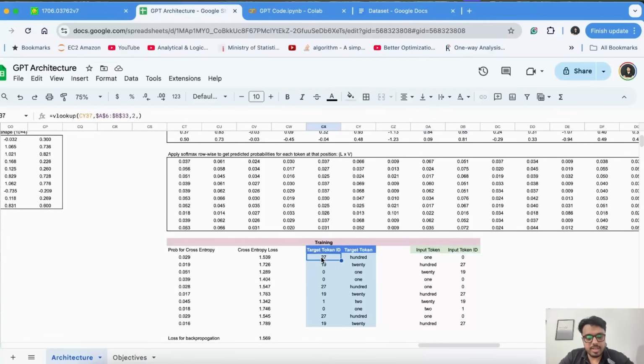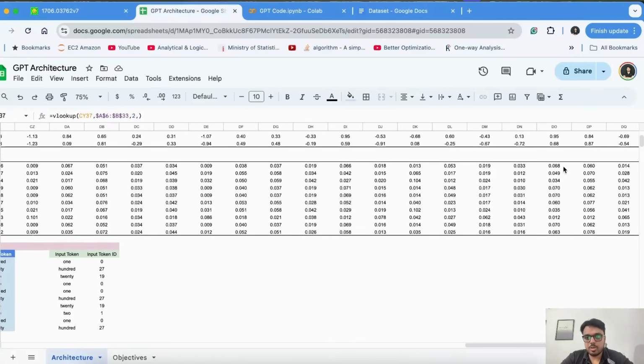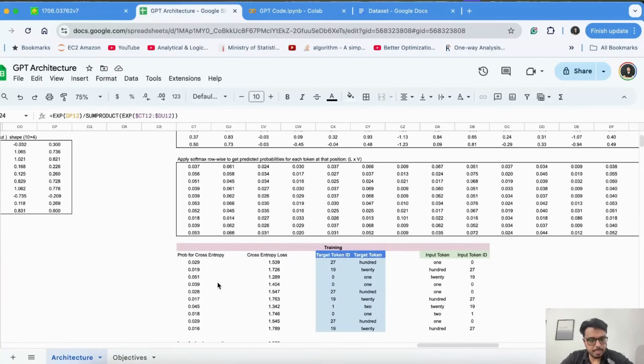Now, if the target token ID is 27, taking the very first example, this means that ideally, if my model was working perfectly, the 27th token should have given a probability of 1 and all others should have been 0. So what we are trying to do over here is find out the index of the 27th token and the corresponding probability that is represented here. Ideally this probability should have been 1 for the loss to be 0.